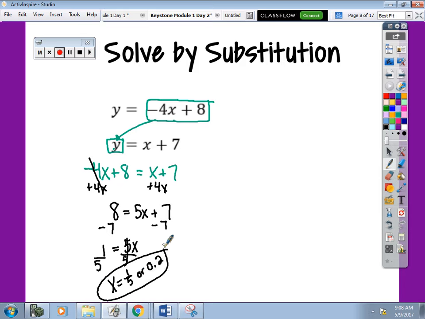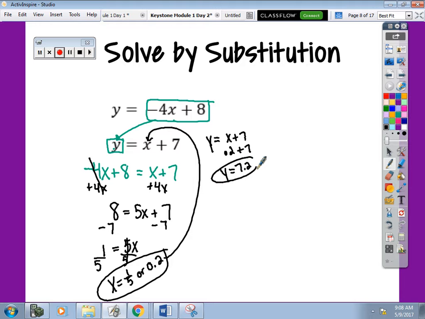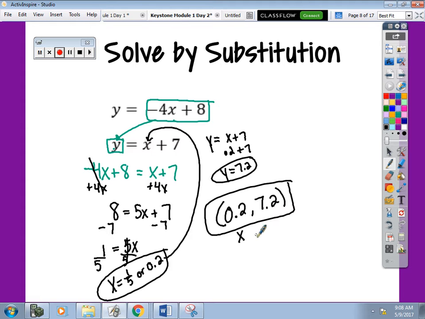To get your y value, we plug it back into one of the two equations. I'm going to choose equation 2 because 7 plus 0.2 is 7.2. That's easy to do mentally. And then we would write these as an ordered pair. So it would be 0.2, 7.2. Make sure you always have it in the order x, y. Sometimes on the multiple choice they'll switch those up, try and trick you.